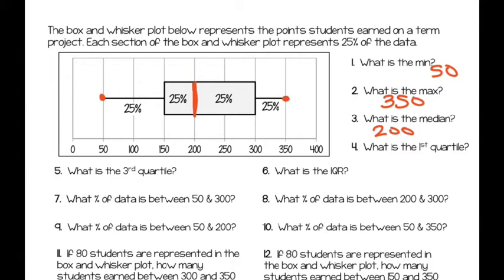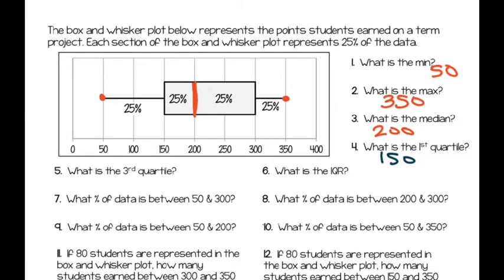Okay, what is the first quartile? People get confused about this sometimes, and they think, is it here? Is it here? Is it from here to here? When you're talking about the first quartile, the number you're going to use for that is this edge of the box right there. So that's going to be 150. What that means is 25% of the class scored between 50 and 150. That's a fourth of the class, and that's what that is telling us.